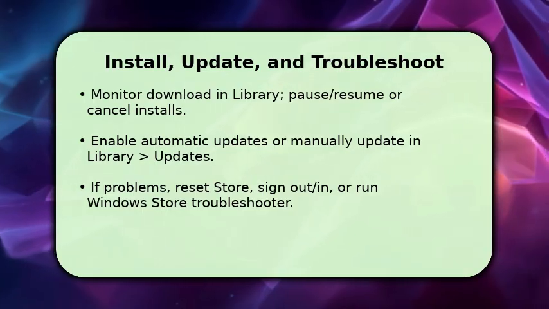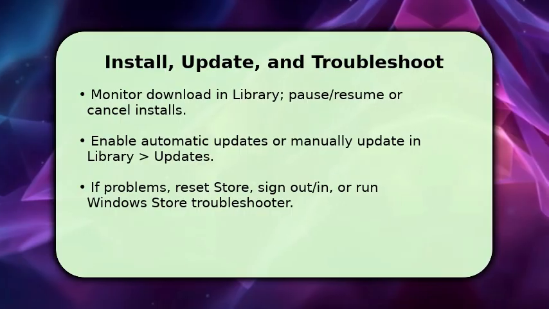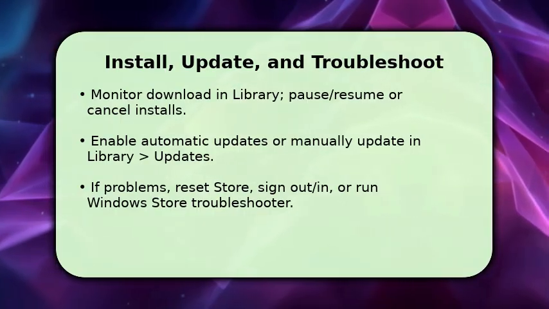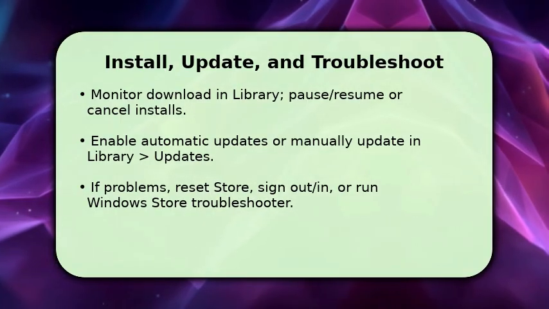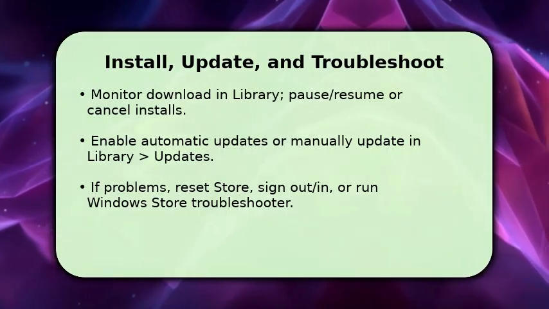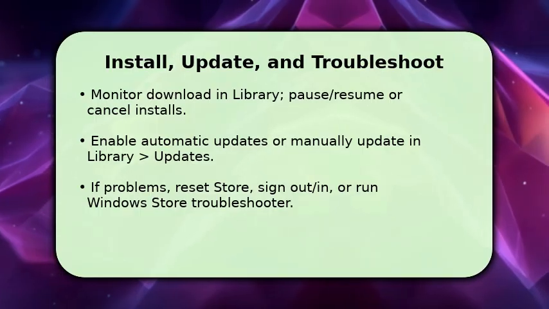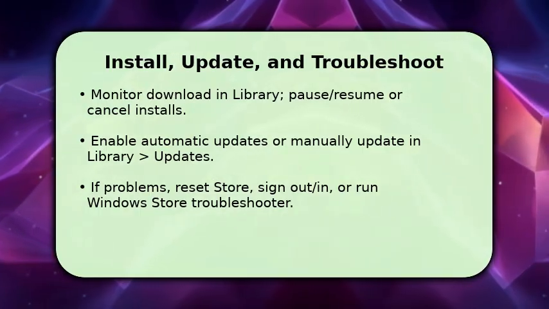If an app fails to install, try signing out and back into your Microsoft account, reset the Microsoft Store app from settings, and run the Windows Store troubleshooter. This fixes most cache or licensing issues. If problems persist, reboot and retry the install process.